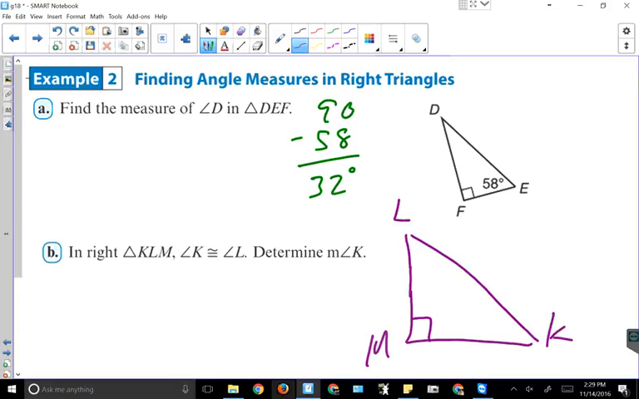So again, I had that 90 degrees. So that means I've got 90 degrees left to work with. K and L are exactly the same. So what should I do with 90 to figure them out? Divide by 2. Because they're exactly the same, and I end up with 45. Easy enough, right? If you've got a right angle in any triangle, and the other two angles are the same, they have to be 45, 45.